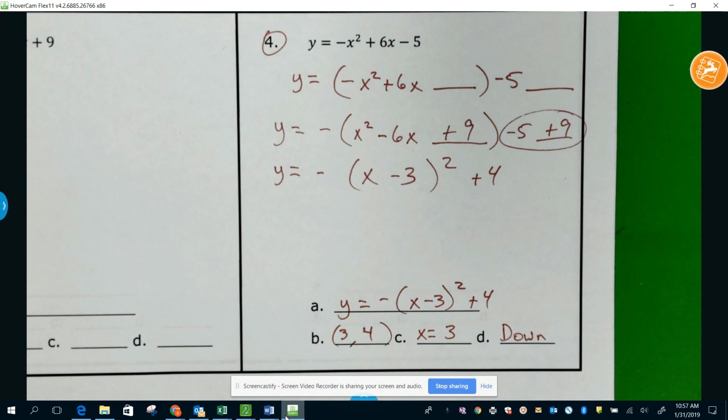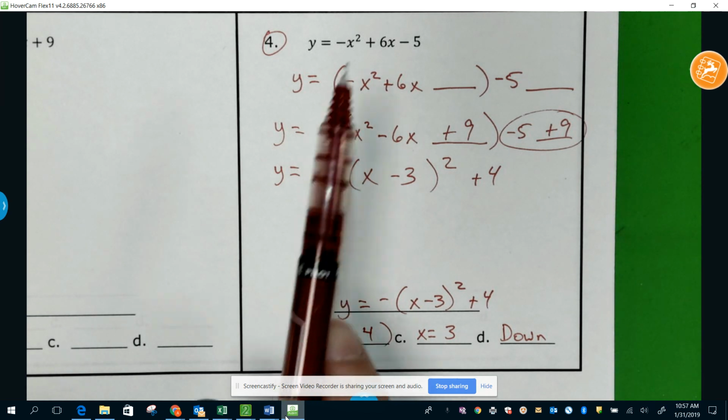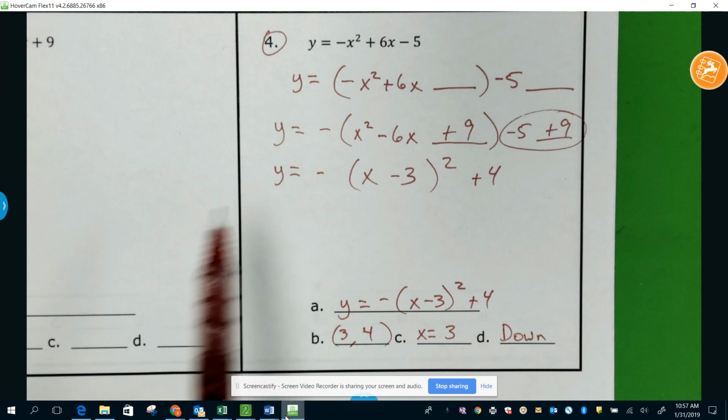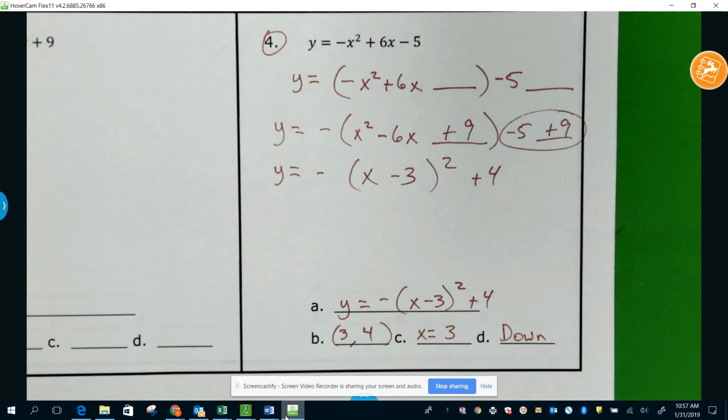So that's the only one on the first page that has a negative a value. So that's why I chose to do that one. Problems 1, 2, and 3 don't. They are just like the 4 problems from the notes that we did. So you should be able to handle those.